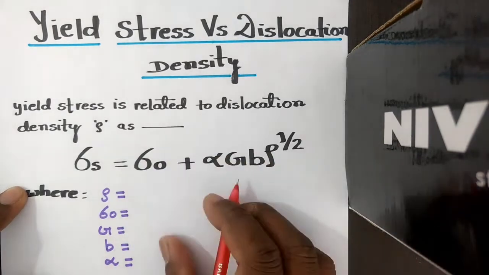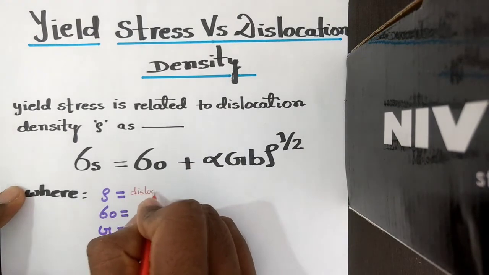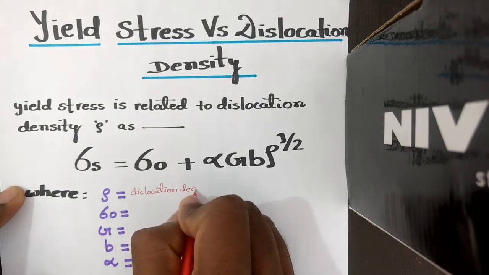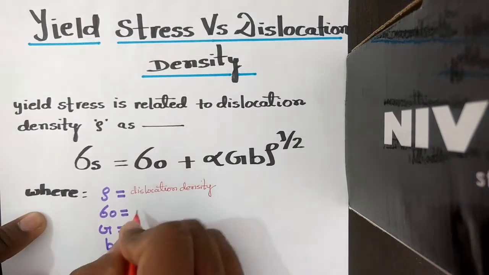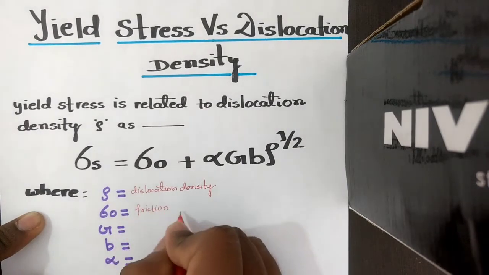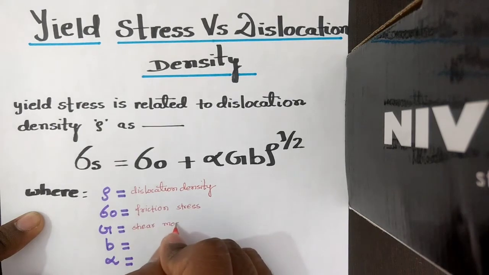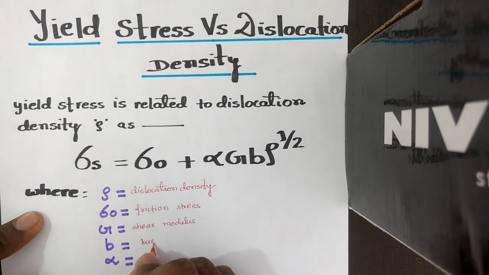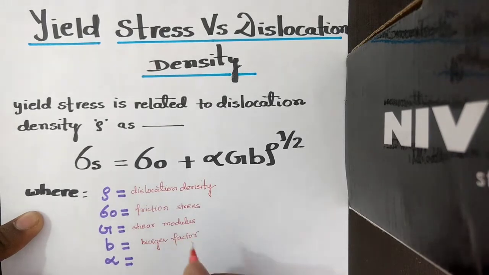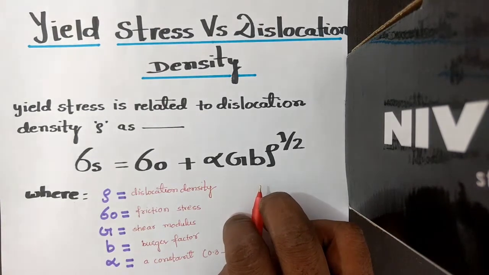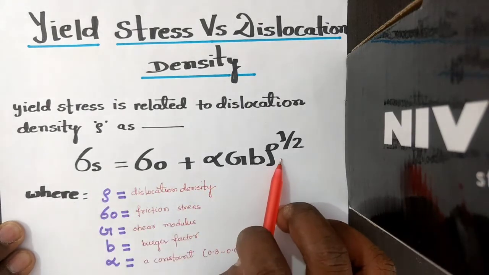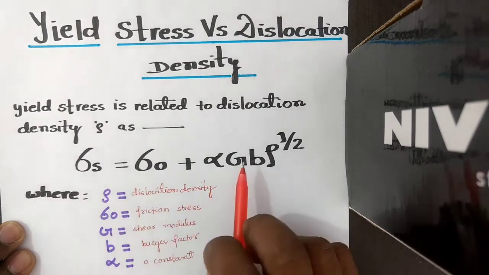So let's name it all. This is the dislocation density. This is the friction stress. G is the shear modulus. b is the Burgers vector. And alpha is a constant whose values vary from 0.3 to 0.6. So we see from this equation that as we increase the dislocation density, the yield stress of the material increases.